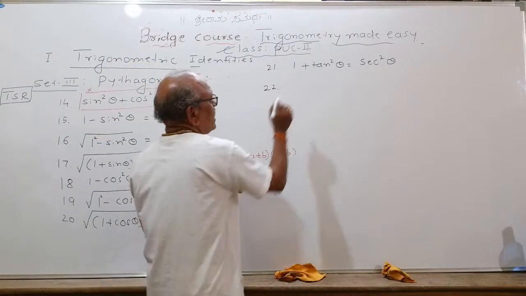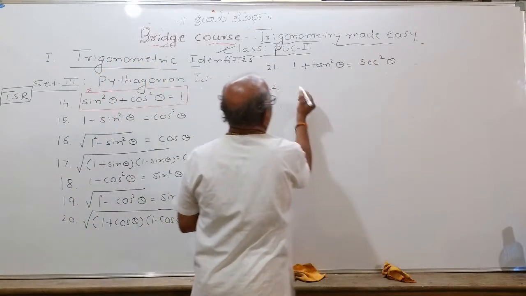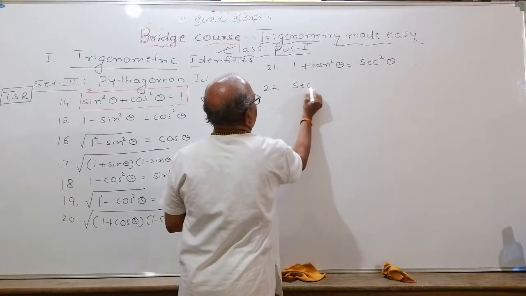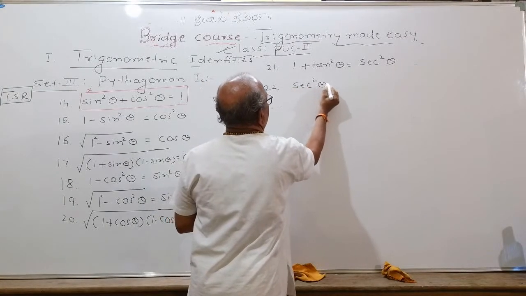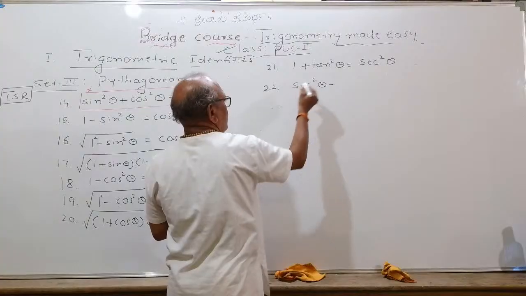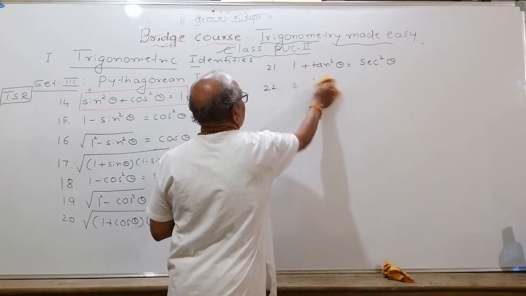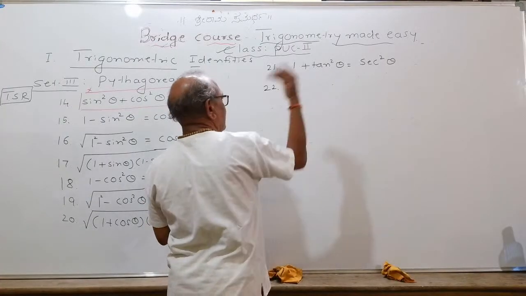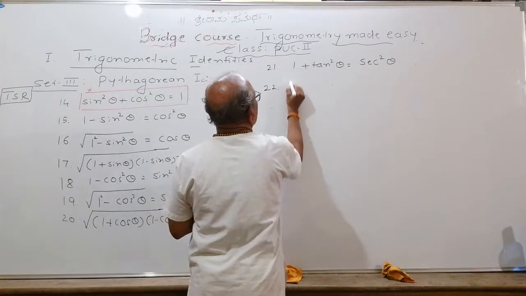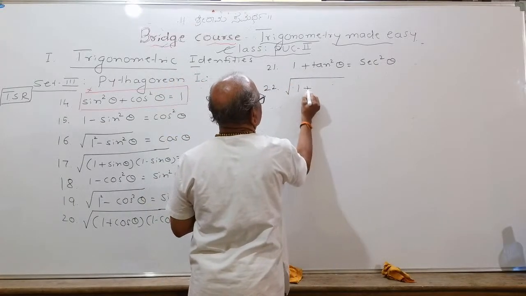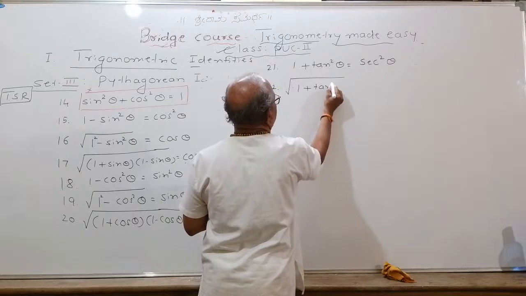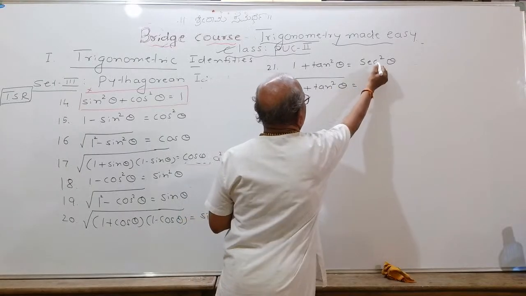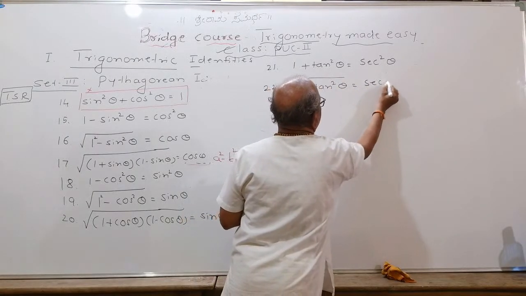Now do one thing. Take tan square theta to the right. What do you get? What is sec square theta minus tan square theta? Before that, you better take a square root on both sides. What do you get? You get root of 1 plus tan square theta. Very simple identity. The square root of sec square theta becomes sec theta.